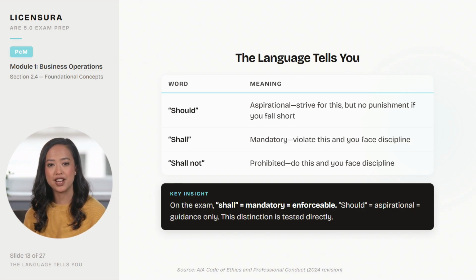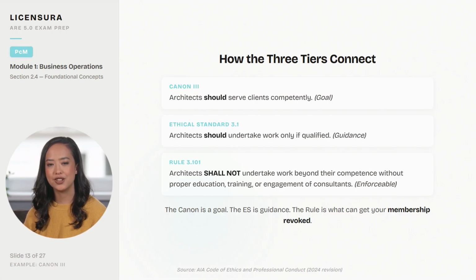Let me show you how the 3 tiers work together with a concrete example, because this is exactly how the exam presents it. Canon 3 says architects should serve clients competently. That's the big idea, the aspiration. Ethical Standard 3.1 says architects should undertake work only if they're qualified. That's more specific guidance, but still aspirational. But Rule 3.101 says architects shall not undertake work beyond their competence without proper education, training, or engaging qualified consultants. That's the enforceable line. Cross it and you face real consequences.